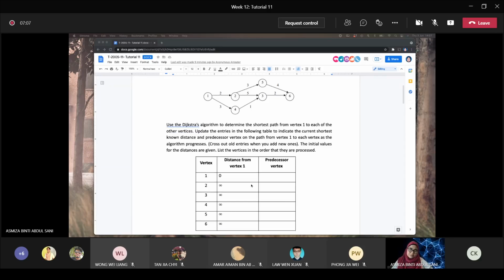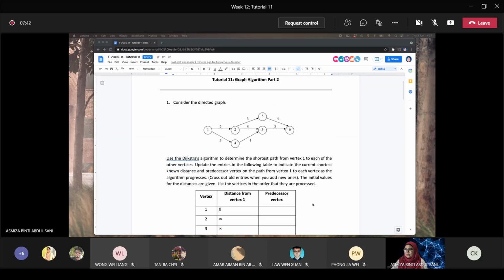All right, and then we looked at Floyd-Warshall. For Dijkstra and Bellman-Ford, both of them are single source graph algorithms, while Floyd-Warshall is a graph algorithm for all pairs. So basically, you can find the shortest path between any pair of vertices inside the graph. Okay, so let's look at the first question.